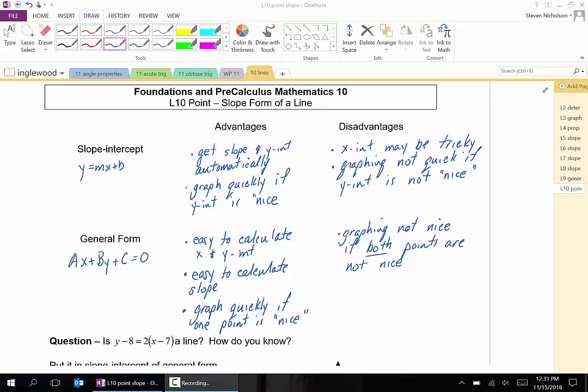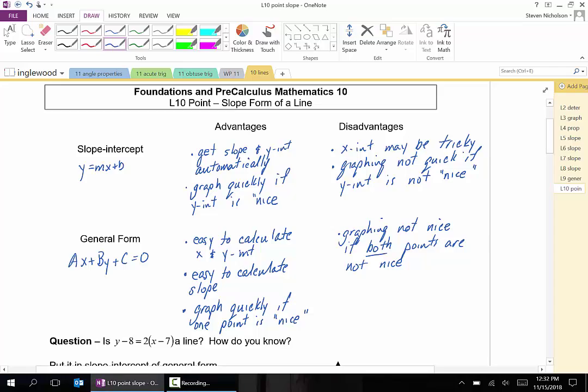Over the last few lessons, we've looked at two forms of a line, slope-intercept and general form. Today we're going to look at the last form of a line. So I'd ask you to pause the video and copy down the advantages and disadvantages of each. We've talked about them quite a bit, so just make note of them.